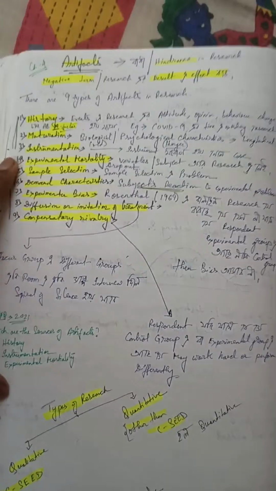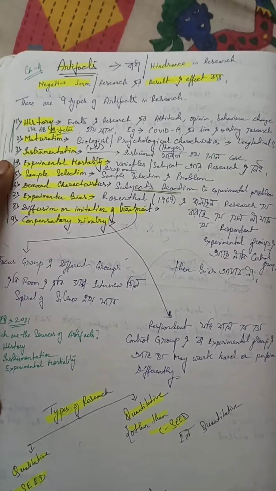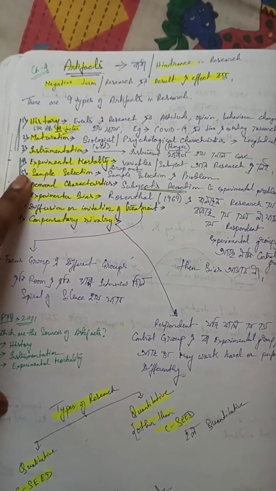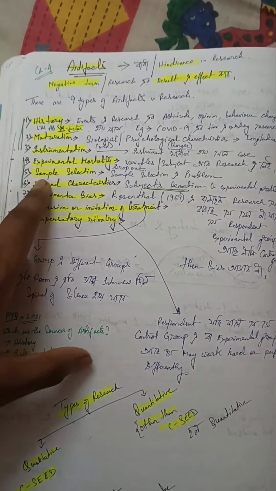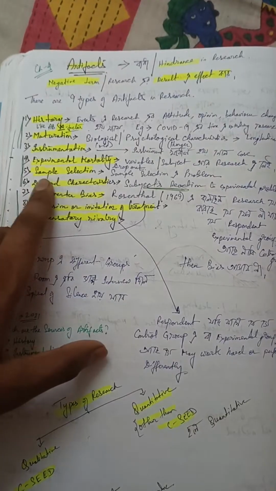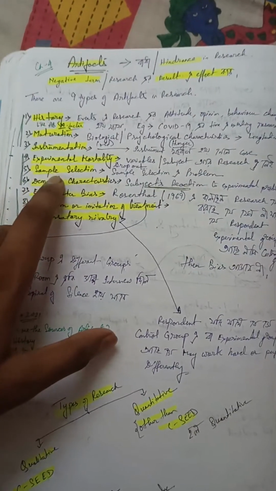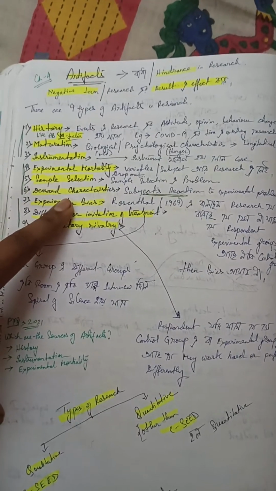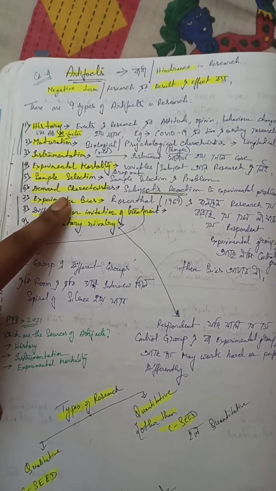Suppose that particular person dies, then it's experimental mortality. Sample selection is pretty much common, and we all know sampling error. So while conducting a research, if we have a sample selection problem, it is also considered as an artifact.